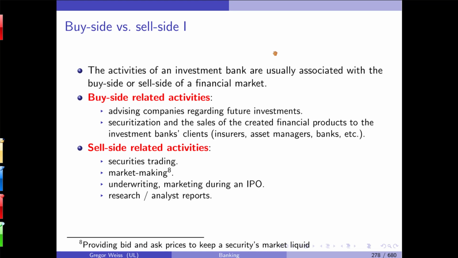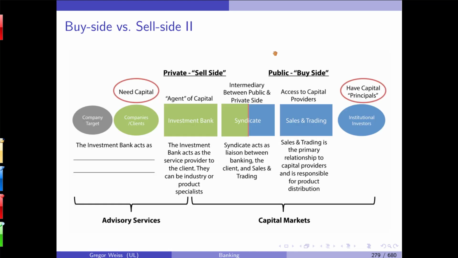seasoned equity offering. We also have research, and if you ever hear, for example, news that investment analysts of Goldman Sachs have now downgraded any company or say that they expect this or that sector to perform well or to perform quite badly, this is the research side of investment banking. And on the buy side, we advise companies regarding future investments. We securitize and sell products, securities, to our customers, which again are insurers, asset managers, other banks, etc.